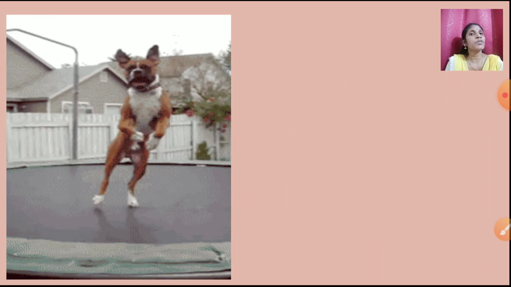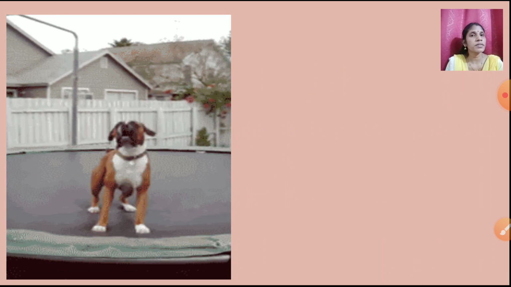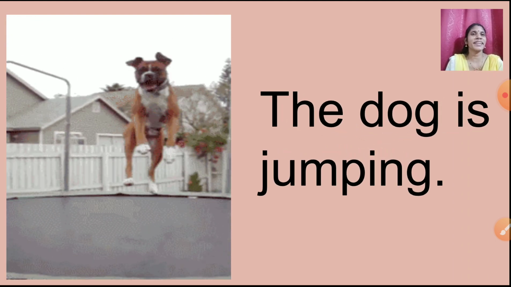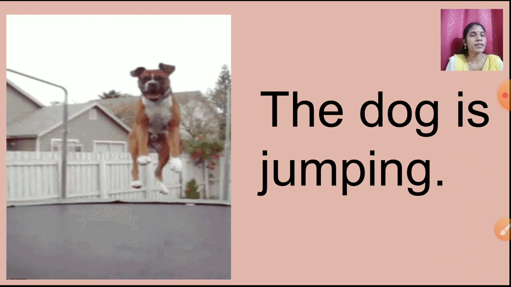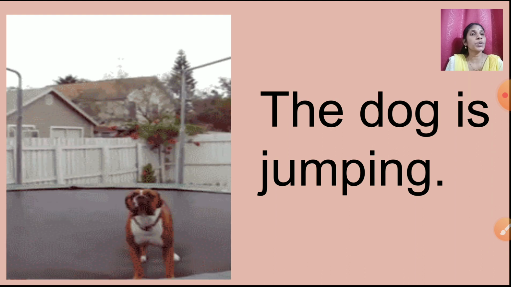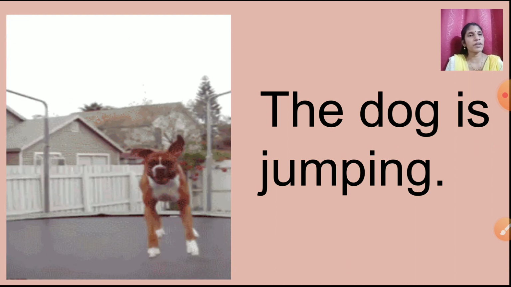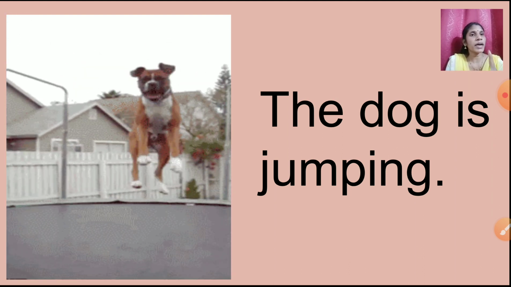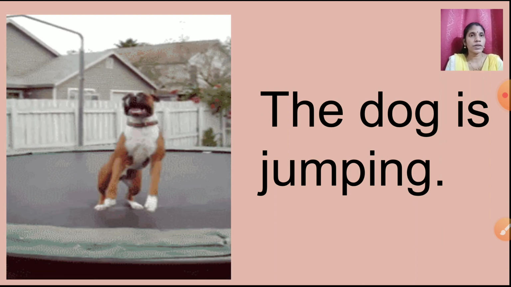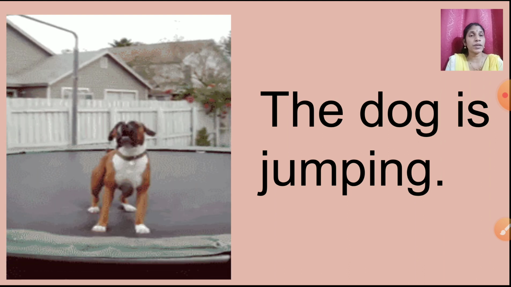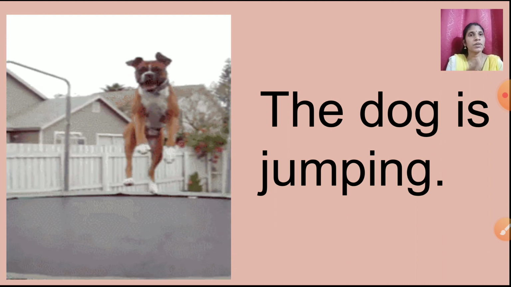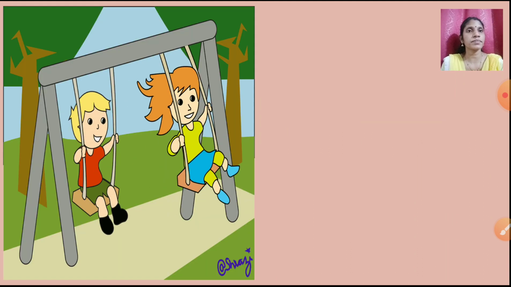Here, children, what is the dog doing? Yes, the dog is jumping. You can see the dog is jumping, isn't it? Yes. So here we are talking about only one dog. So that time we have used is. Okay? We have used is because we are talking about only one dog. Okay? Now the next one.